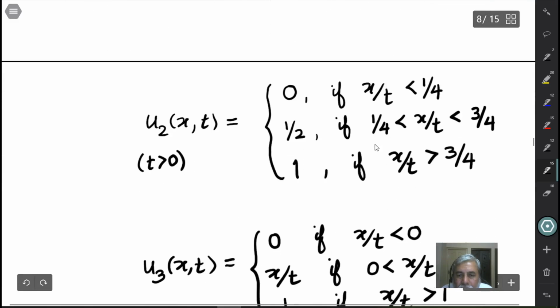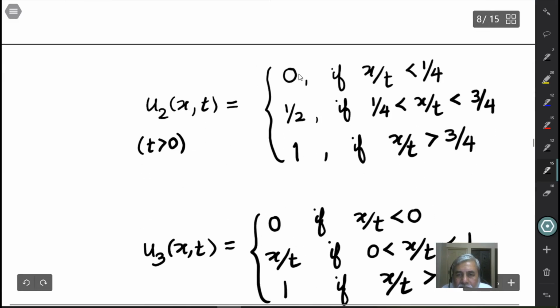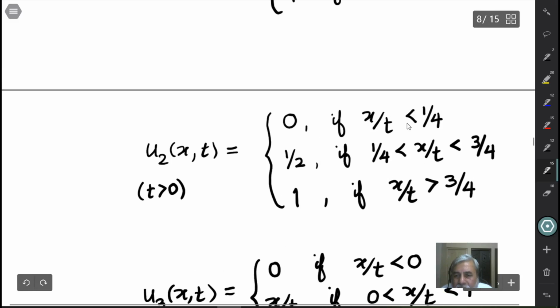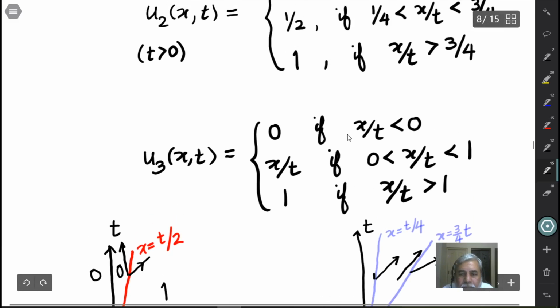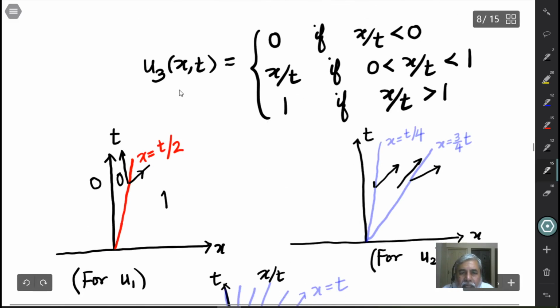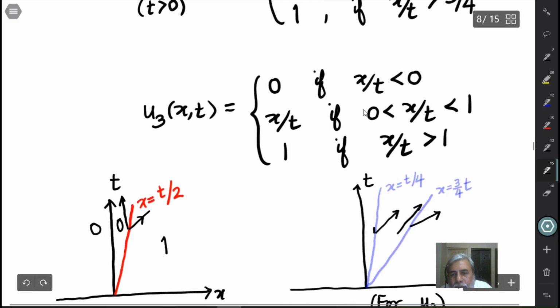And again here, u2 also consists of three constant states: 0, half, and 1 in different regions. This is 0 if x by t is less than 1 by 4, half if x by t is between 1 by 4 and 3 by 4, and 1 if x by t is bigger than 3 by 4. And one more function, let me define that, and then we'll analyze all the three solutions. So u3 of x,t is 0 if x by t is less than 0, x by t if 0 is less than x by t less than 1, and 1 if x by t is bigger than 1.